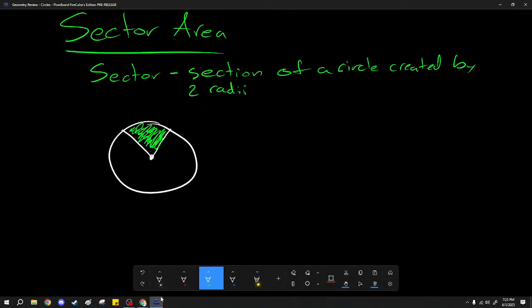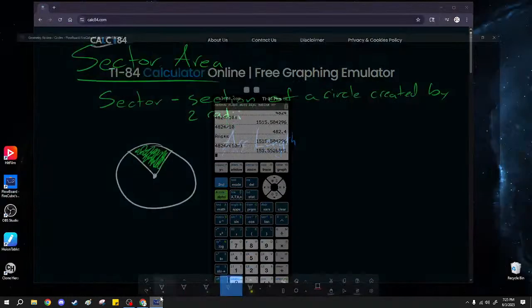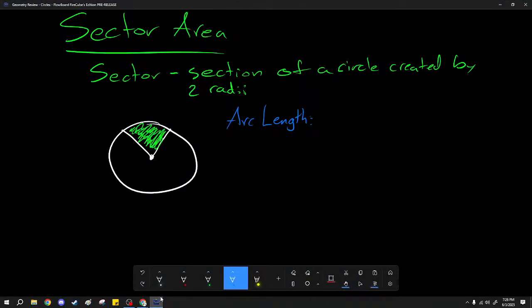The sector area formula is very, very similar to the arc length. I will write the arc length first to show you. Arc length is S equals N over 360 times 2 pi r. Again, this is the ratio of what degree measurement it is compared to the full 360. So it's like a percentage times the circumference of the circle, the distance around the circle.